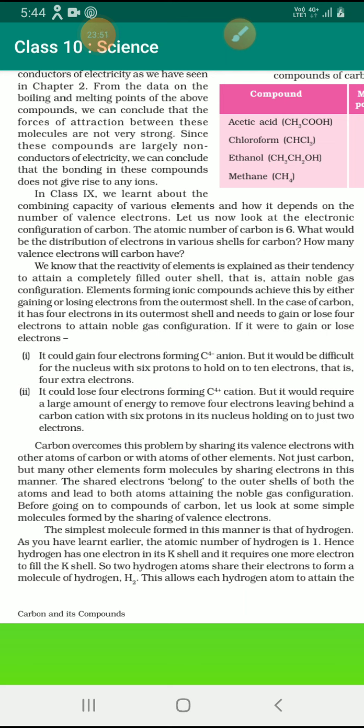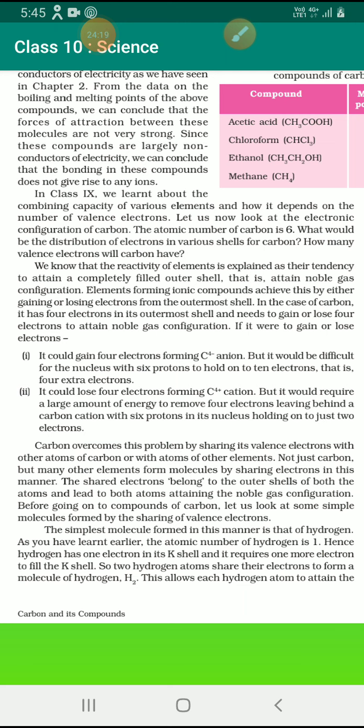For example, it could gain 4 electrons forming C4 minus. Okay, gaining means negative, donating means positive, I told you. So it could gain 4 electrons forming C4 minus, isn't it? But it would be difficult for a nucleus with 6 protons to hold on to 10 electrons, that is, 4 extra electrons.